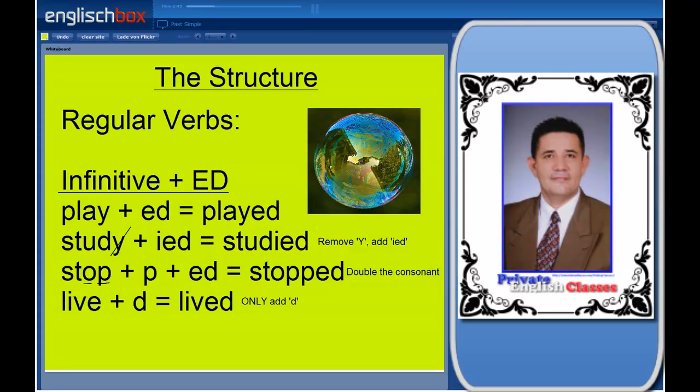If the verb ends in an E, then you have to just add a D. So live becomes lived, for example.